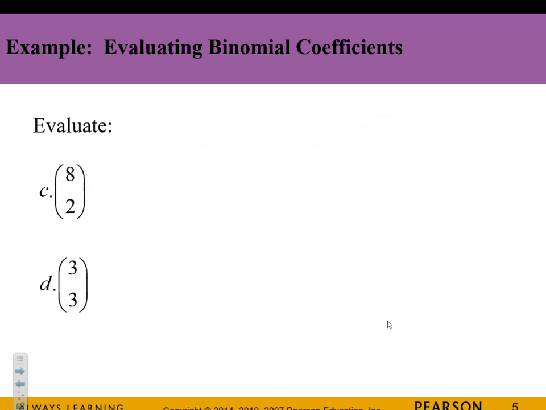Look at this. How many ways can I have 3 items and choose 3 of them? Does that make sense? There's 3 things. I got to pick 3 of them. There's only one way. There's only one way. What about 8 choose 2?